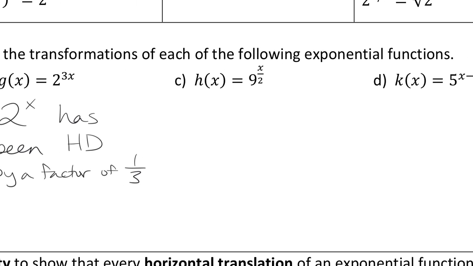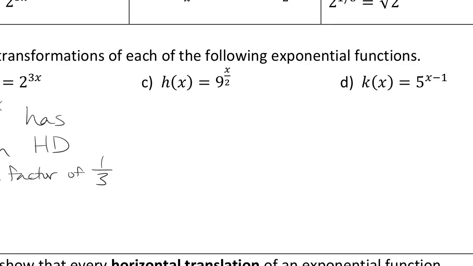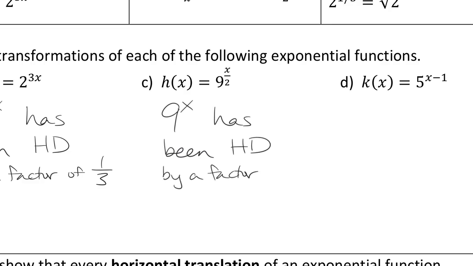Let's look at letter C. For h of x, if I'm comparing 9 to the x divided by 2 compared to 9 to the x, what has happened up in that exponent? I see what you're saying, yes. The 1/2 is there now, yeah? Or the divide by 2. So 9 to the x power has been horizontally dilated by a factor of 2 this time, because 1/2, the reciprocal is 2.